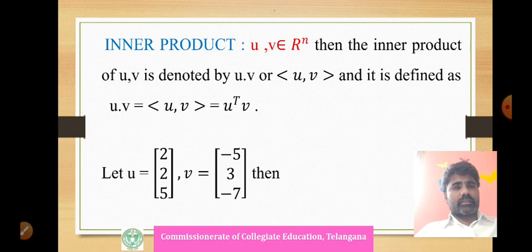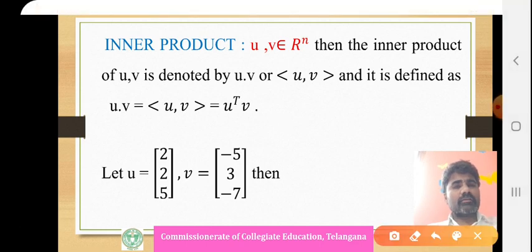The inner product is nothing but this: you can take any two vectors u and v in Rn. In Rn, v contains n-tuples v1, v2, v3 up to vn, and u contains u1, u2, u3 up to un. u, v belong to Rn. Then the inner product of u and v is denoted by u dot v, simply the dot product, or the inner product of u, v.